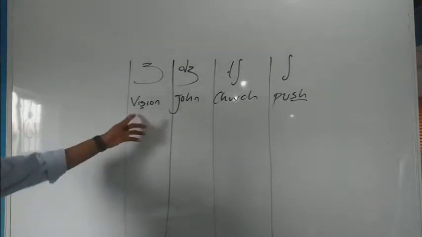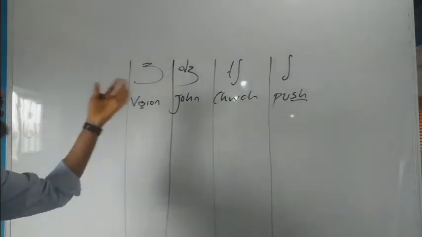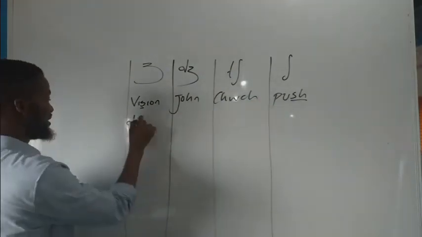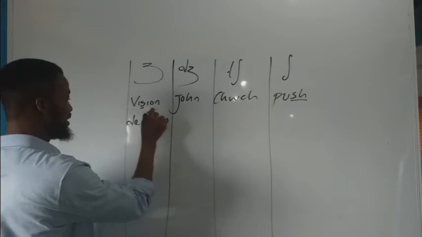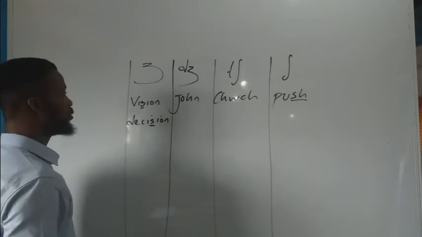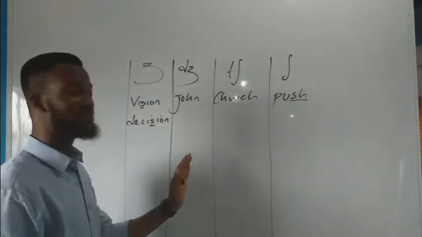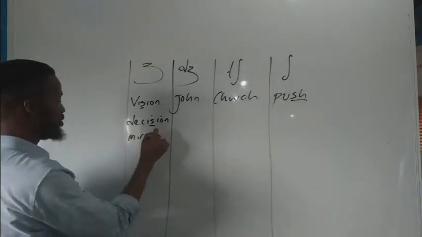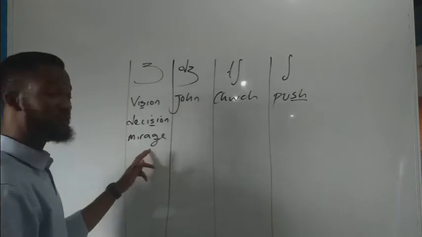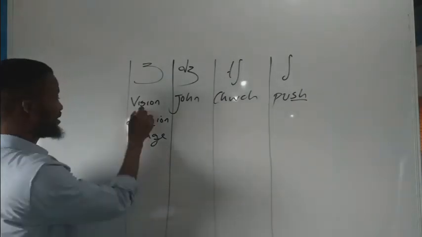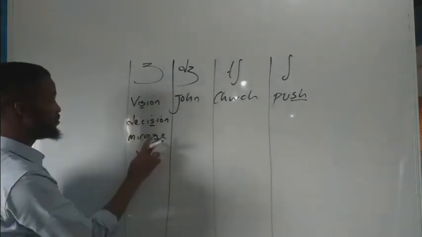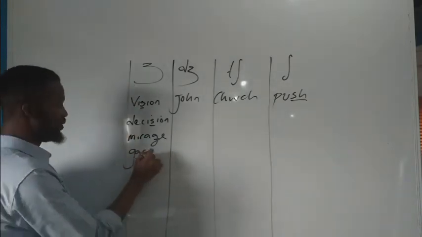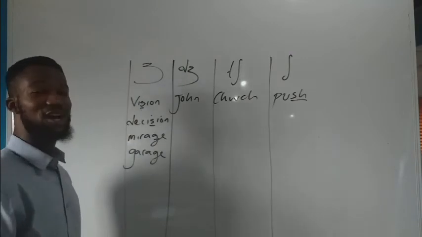Sometimes you see a sound and think it's one thing, or even sh. Look at decision. It's called decision. A word like mirage has this sound. What will you notice? S gives us this sound. Even G is capable of giving us this sound. That's why we have garage, pronounced as garage.